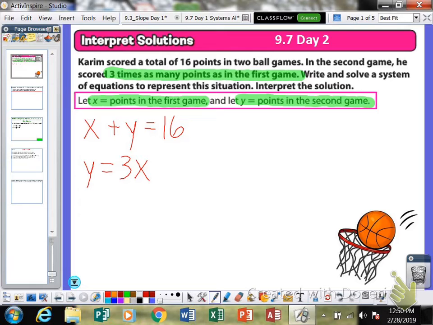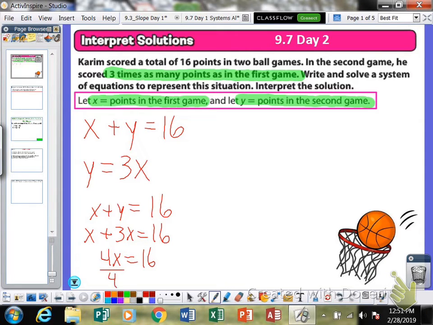So now that we have that, we can use substitution to solve. I know y equals 3x, so I can take that and plug in 3x for y in my first equation. So I have x plus y equals 16. Substitute 3x for y, x plus 3x equals 16. Combine my like terms, get 4x equals 16. Divide both sides by 4, and get x equals 4. Okay, so I found my x.